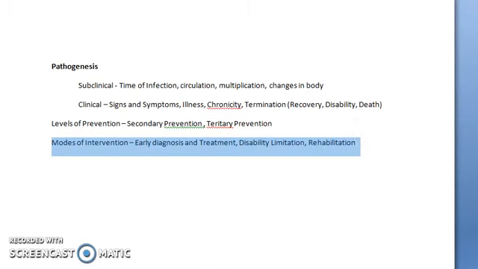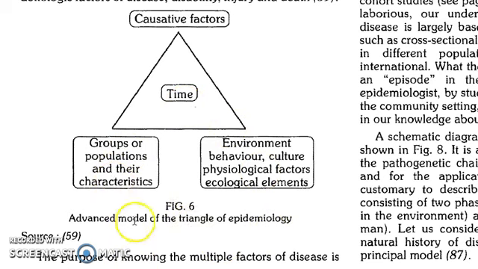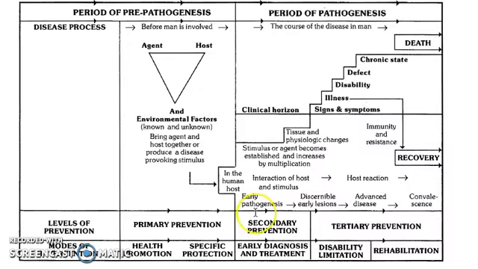You will have to draw a diagram. Basically, this is the advanced model of the triangle of epidemiology. Causative factors, groups of population and their characteristics, environmental behavior, culture, physiological factors, ecological elements. You can refer to Park for this. There is a diagram like this which shows the pre-pathogenic phase and the pathogenic phase. Here you can see the epidemiological triad. Here you can see the subclinical, and here's the clinical horizon and the levels of prevention and modes of intervention.